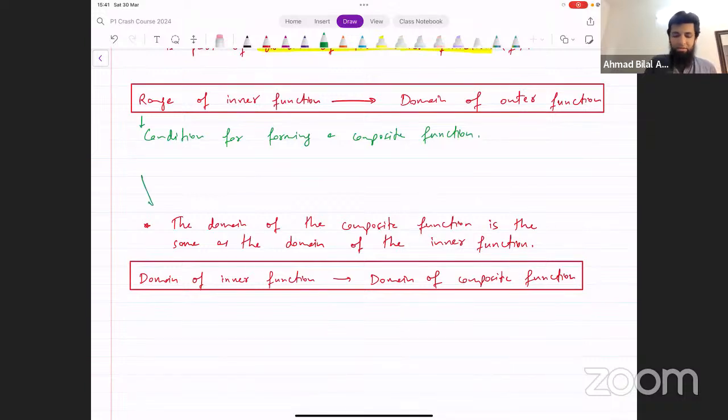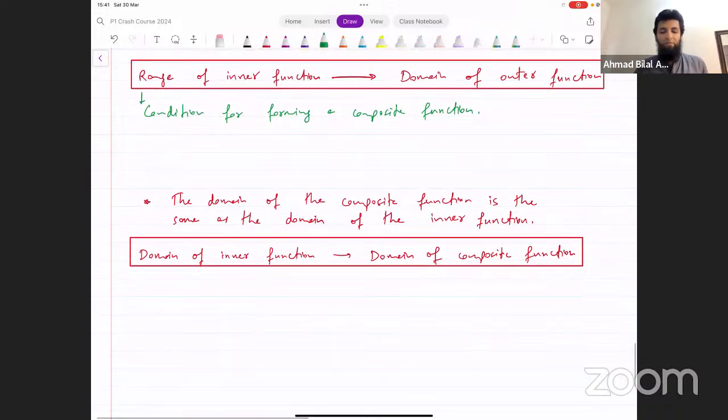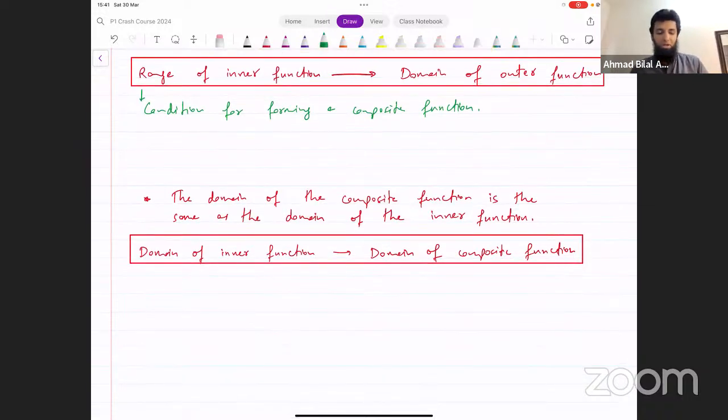And the second thing is just how to find the domain of the composite function using the inner function. So whatever is the domain of the inner function, that's the same as the domain of the composite function. Okay, I hope that makes sense. Any problem with this? Any questions, anyone?